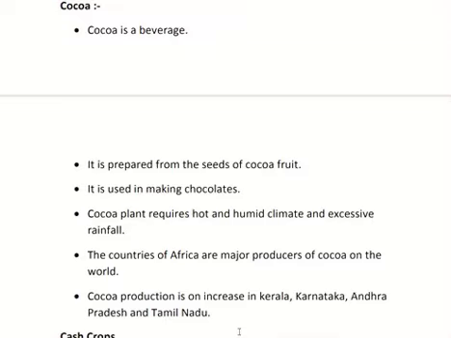The countries of Africa are major producers of cocoa in the world. Cocoa production is on the increase in Kerala, Karnataka, Andhra Pradesh, and Tamil Nadu. These are the production areas where you will find more cultivation of the cocoa fruit.